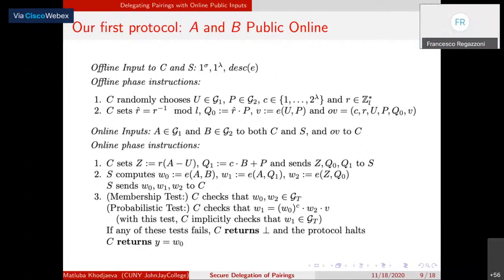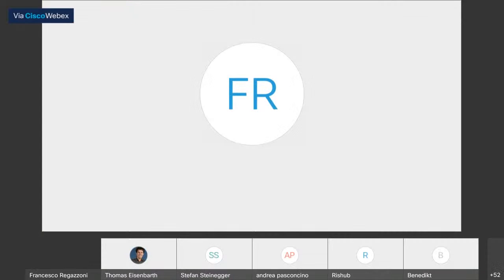Do we have any other question for Matluba? If not, we still have 7-8 more minutes. I would ask everybody to ask a question also to the other speakers of the session. I remember the talk of Stefan about a fast and compact RISC-V accelerator for Ascon and friends, the talk of Arne about optimized implementation for a lightweight encryption scheme for KE, and now the talk of Matluba about secure and efficient delegation of pairing with online input.